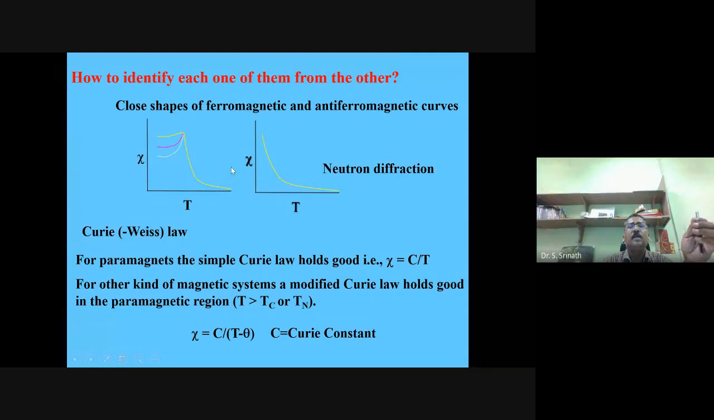But then what happens is it decays with temperature. So these will behave again like, for paramagnets it's simply C by T, and for ferromagnets it was C by T minus Tc, and here also C by T minus theta. But then how do you differentiate between a ferromagnet and an antiferromagnet, or for example an antiferromagnet and a ferrimagnet? That is a critical question that one has to understand.